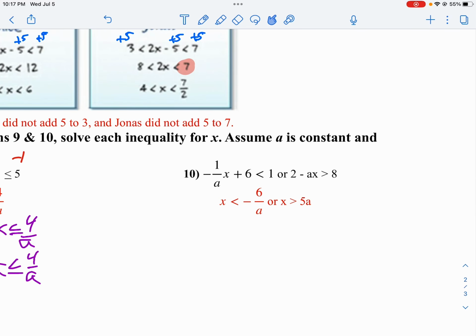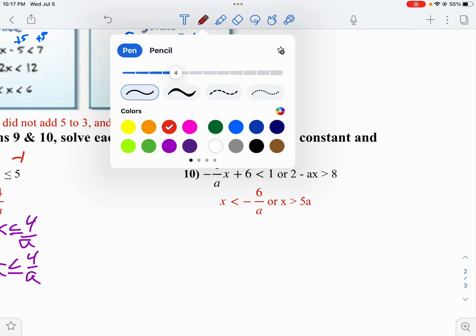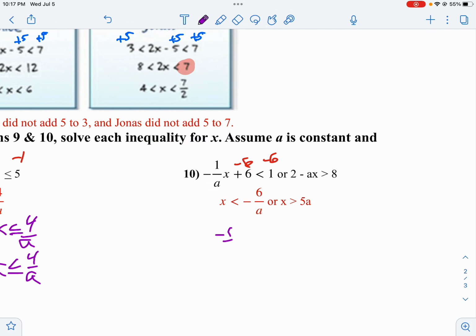Now, number 10 with or, remember, you just do them separately. So the first thing I do is I will subtract 6 from both sides. Then we'll get negative 1 over a x is less than negative 5. And then what I'll do is I'm dividing by a, so I'll multiply both sides by negative a. And since we multiply by a negative, we got to flip our sign. So x, and a negative times a negative is a positive 5a.